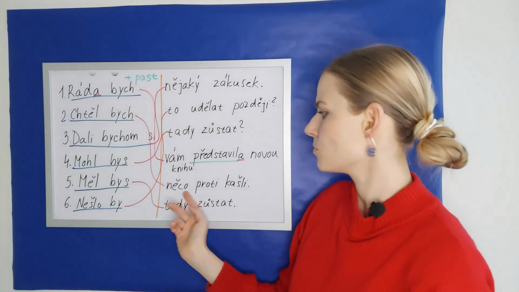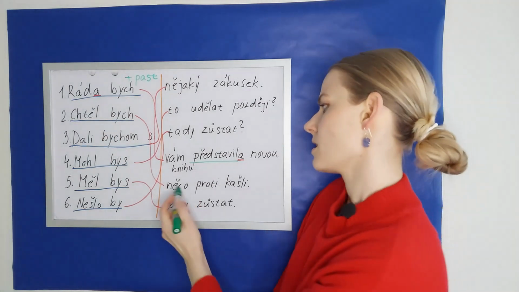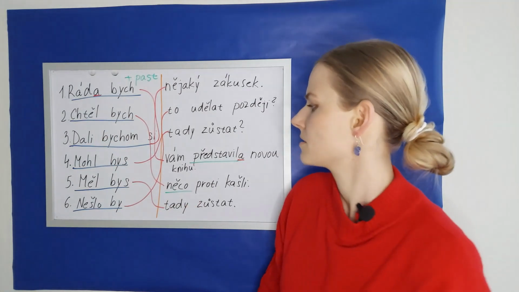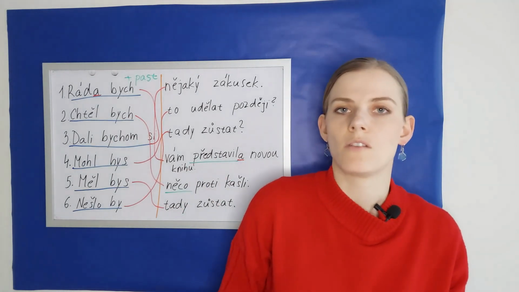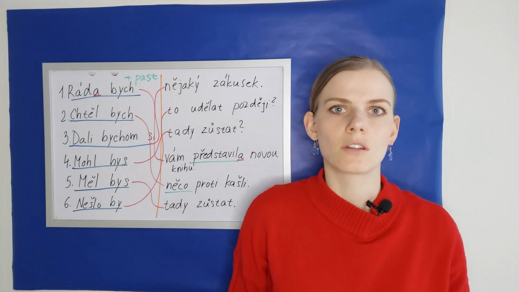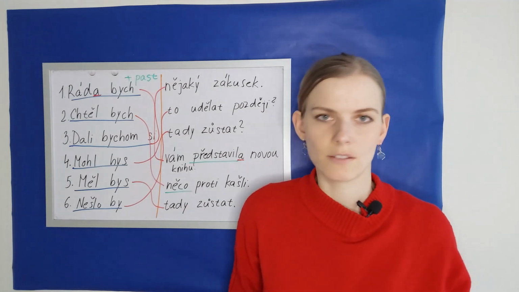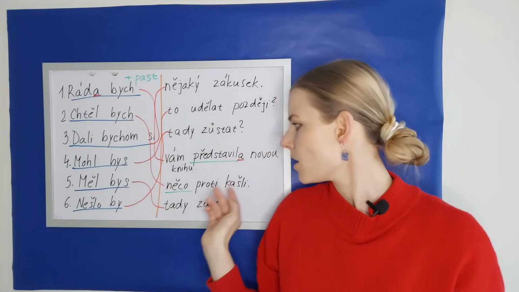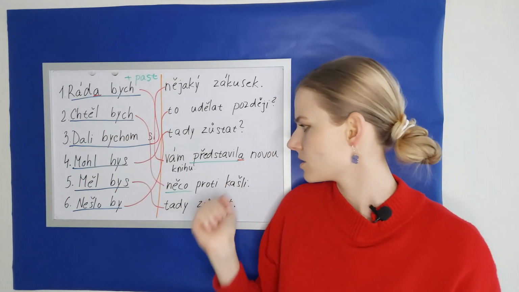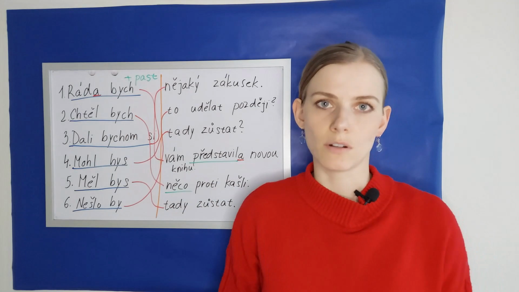Chtěl bych něco proti kašli. This has several possibilities. You can say that you would like something, so then you would have a noun, for example. Chtěl bych zákusek. I would like a dessert. Or a pronoun. I would like something for the cough. Chtěl bych něco proti kašli. But you can also have a verb.